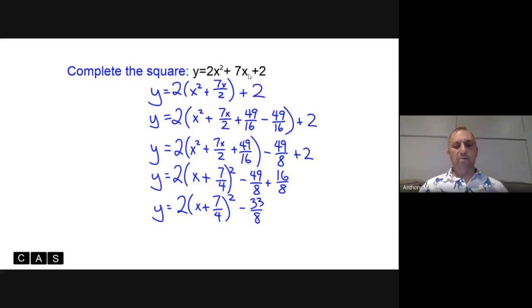And if this was modeling some sort of a function which was quadratic, then it would tell us something about what the maximum or the minimum value of that thing is. And I think that those are really far more interesting questions than just being able to generate the vertex form by completing the square.